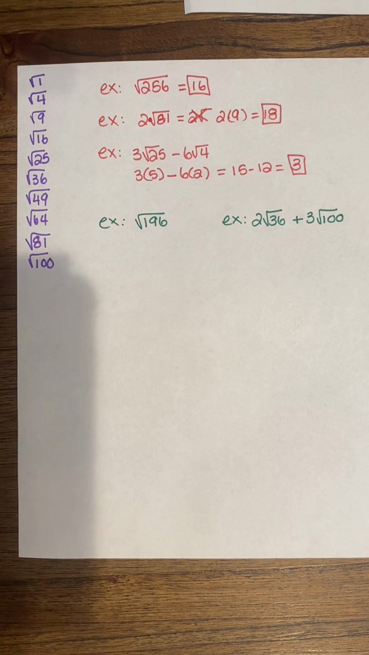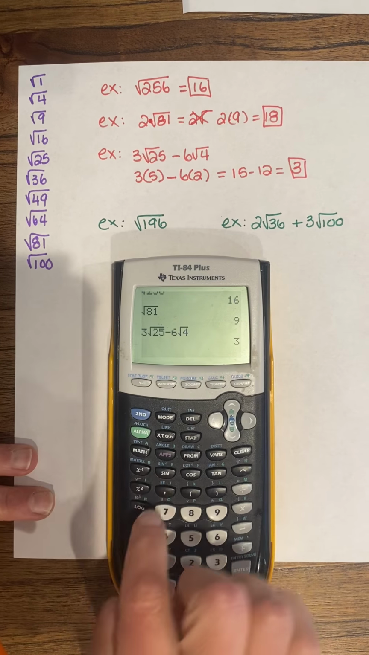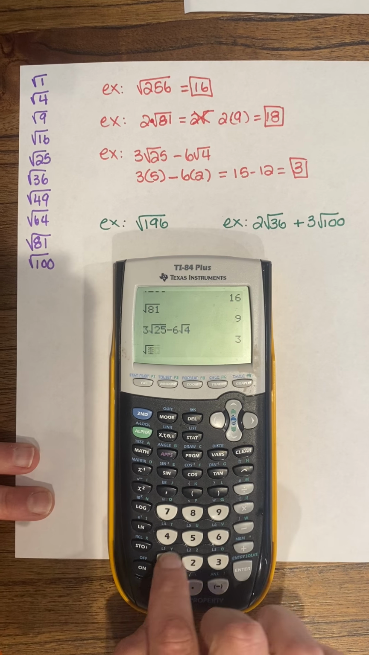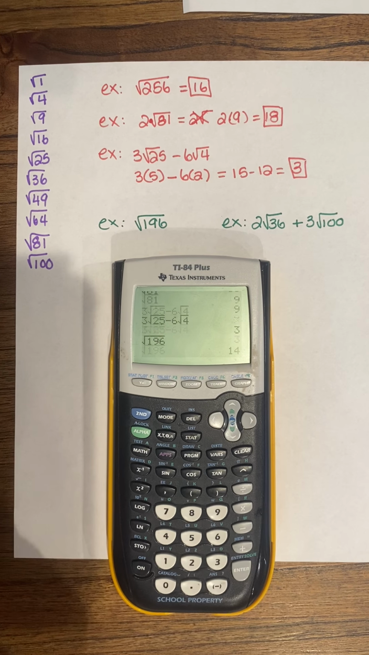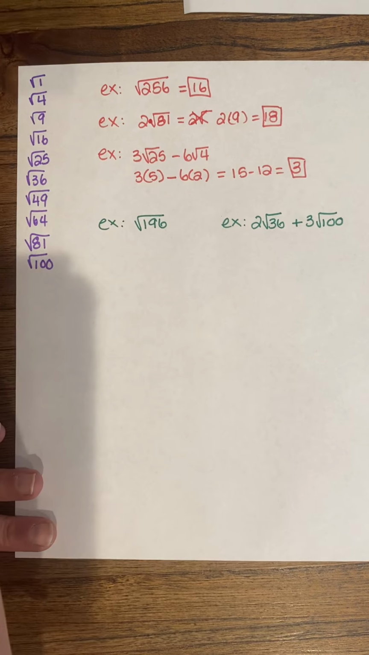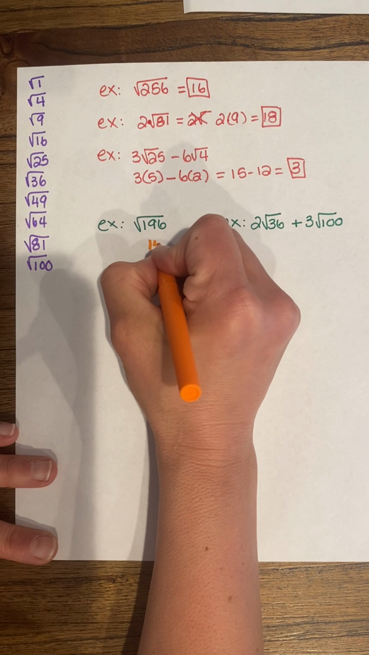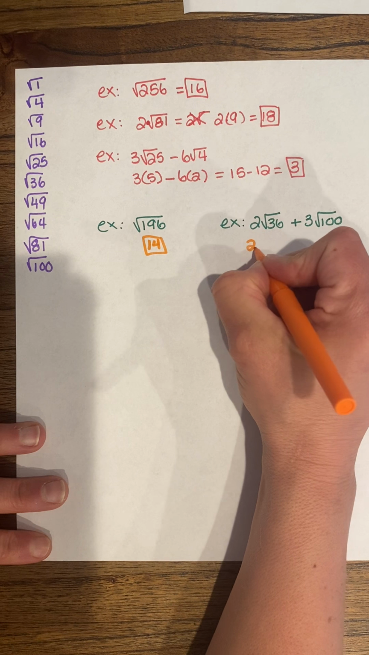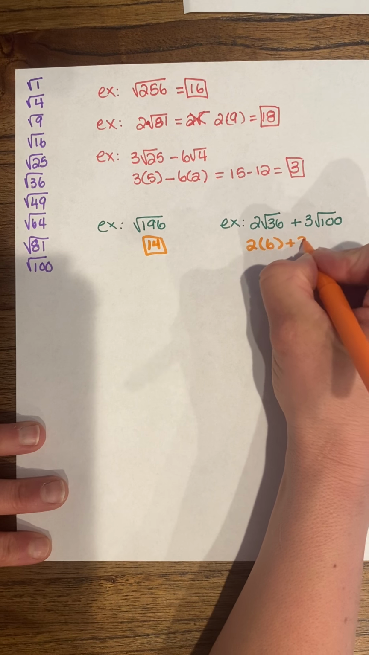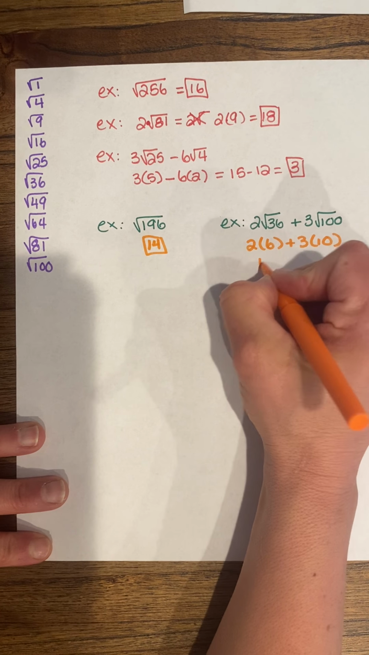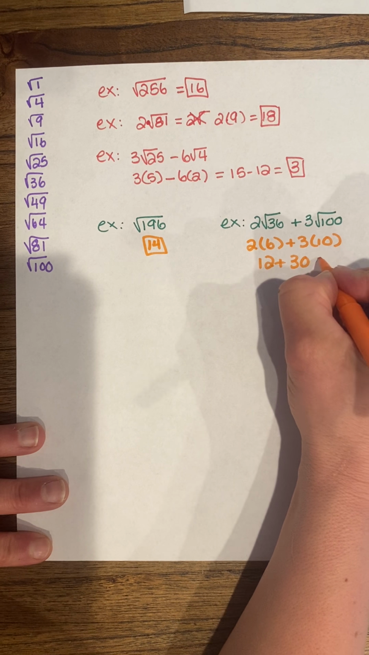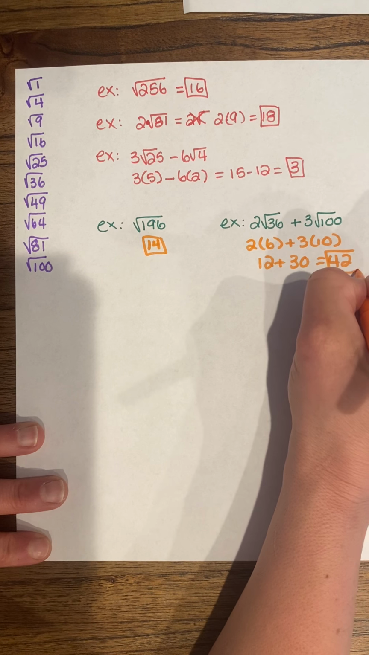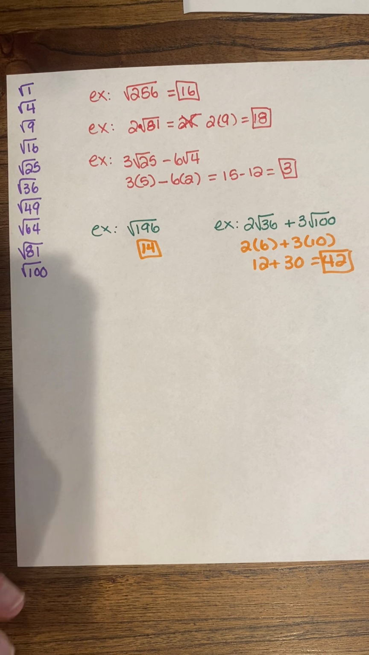Okay, so you should have gotten, first things first, if it's too big, type it into your calculator, bam, it is perfect. It's 14. Here again, if you do it out by hand because you don't have a calculator, this is 2 times 6 plus 3 times 10, which is 12 plus 30. Final answer, 42. Okay, so far so good?